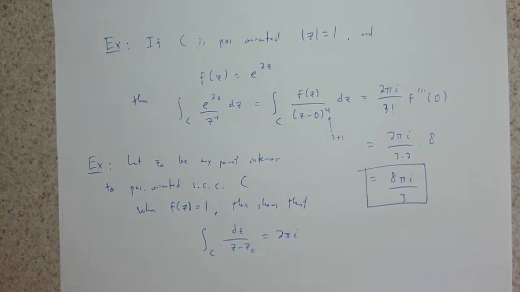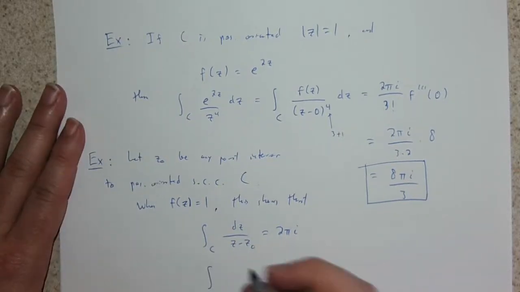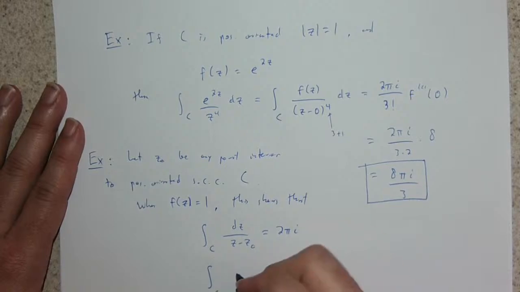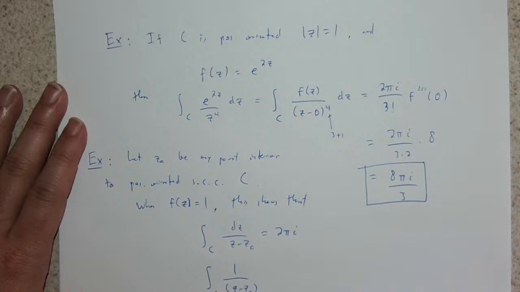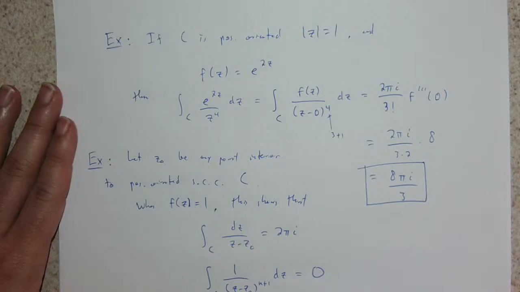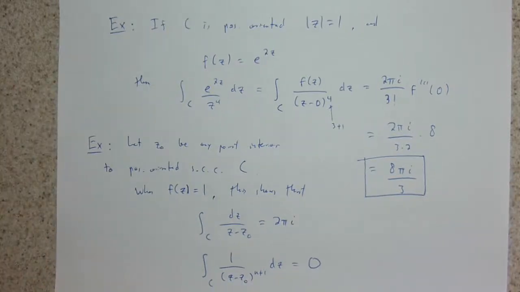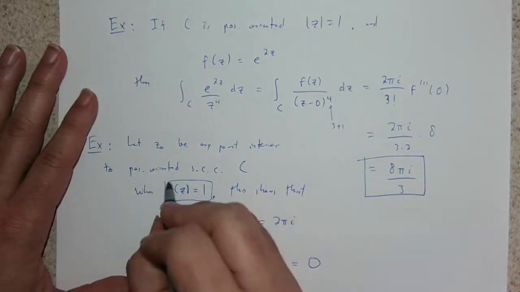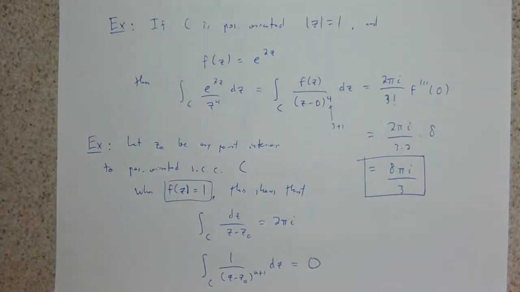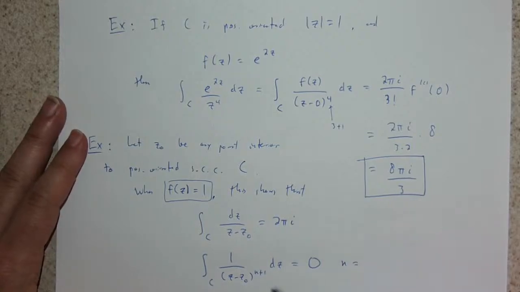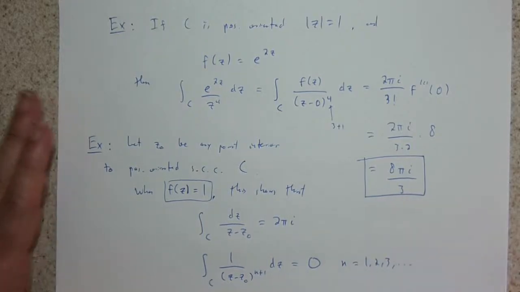And the contour integral over C of 1 over z minus z naught to the n plus first power dz is equal to 0. Why? Because when I take derivatives of this constant function 1, I get 0. And so all these must be 0. And this is true when n is 1, 2, 3, and so on.